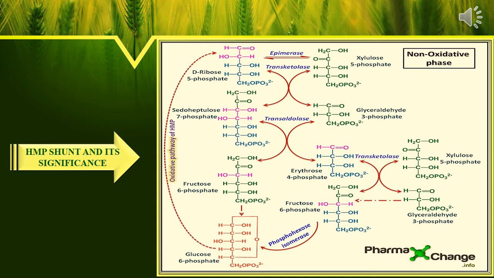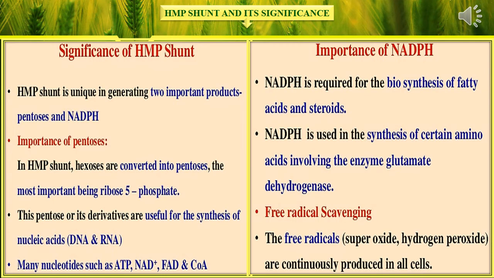5-carbon moieties are called pentose sugars, mainly D-ribose. And the pentose phosphate and NADPH produced from the HMP shunt pathway have main significance in the body, in the living cell. That's why the pathway has more significance and is more important to study. So let's move on to the significance of the HMP shunt pathway.